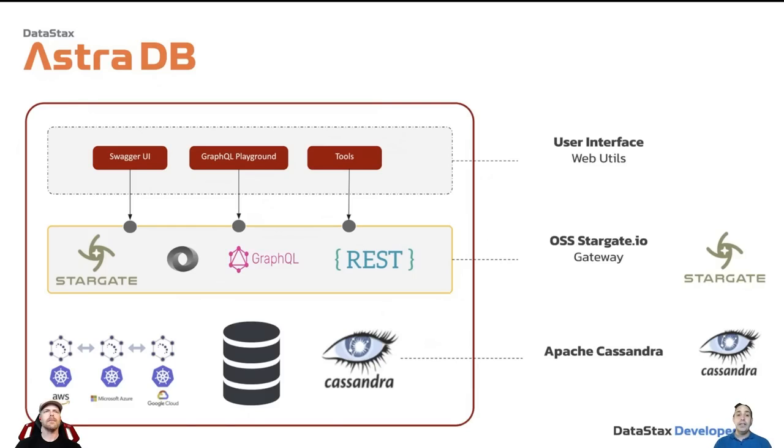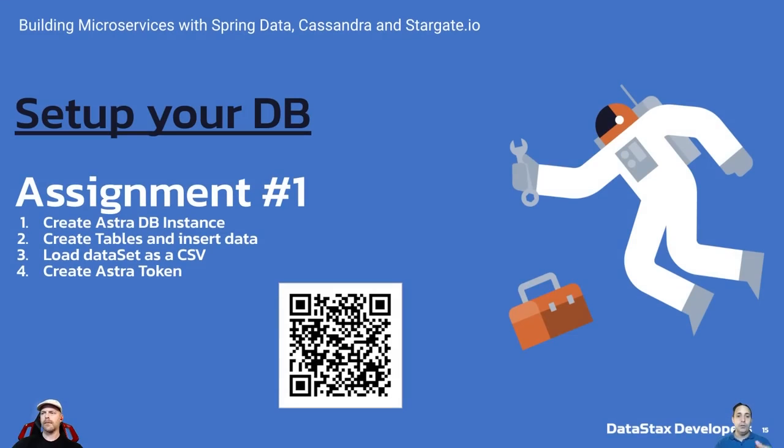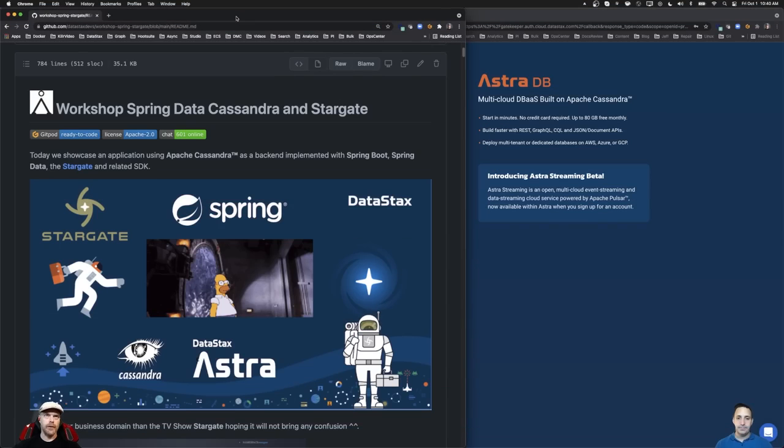Because now it's time for our first assignment. So let's go to GitHub, look at the QR code, scan it, read the instructions over here, do the exercises, and come back with us for the walkthrough. All right, so this is the GitHub repo that you can see at the top. Once you scan that QR code, it will bring you over to our DataStax devs GitHub, and the workshop Spring Stargate. That's where you want to go.